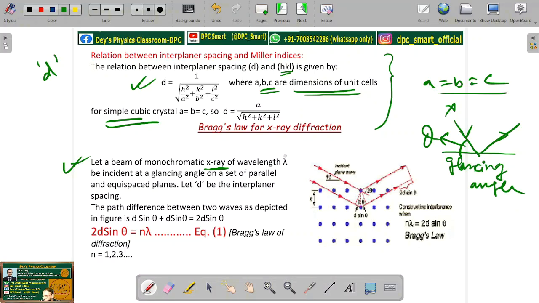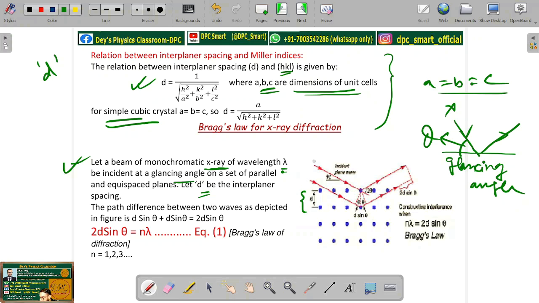Now suppose we are using X-ray having a wavelength of lambda and that is incident, and we are projecting it towards a crystalline material, and those X-rays are incident at a glancing angle theta on a set of parallel such lattice planes which are equidistant to each other. And suppose D be the interplanar spacing, that means in between these two planes, suppose this distance is D, so the interplanar spacing is D.